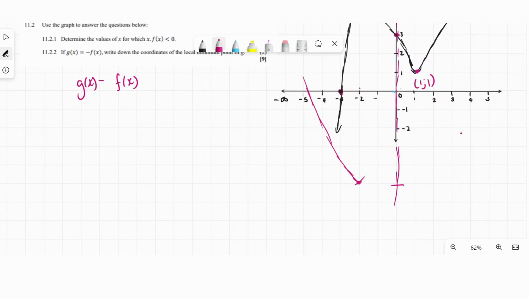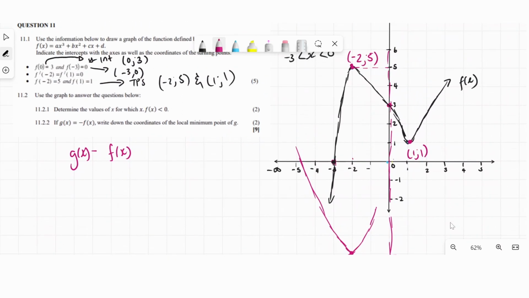So this is going to be the new local minimum. Then this 1 is going to flip, right? Since it's +1, it's going to be -1. So it's going to be here, but now it's a local maximum. So the new graph is going to look like this for negative f of x. Here the coordinate is -2, same x-coordinate, but the 5 is going to change from a positive to a negative. So for 11.2.2, my answer is -2 and -5.